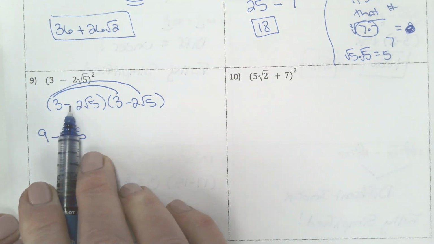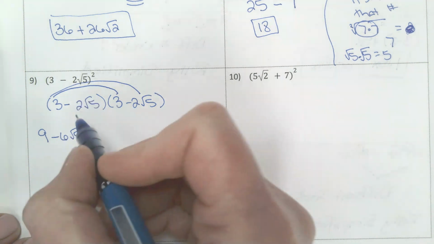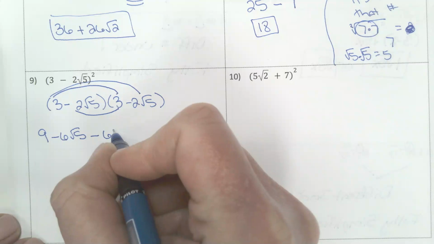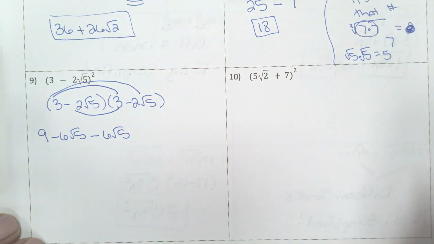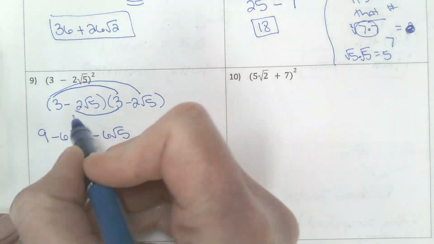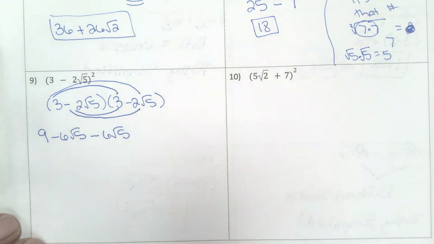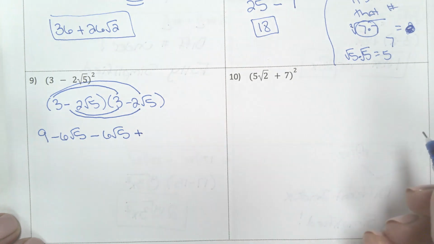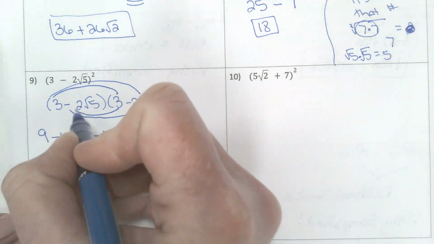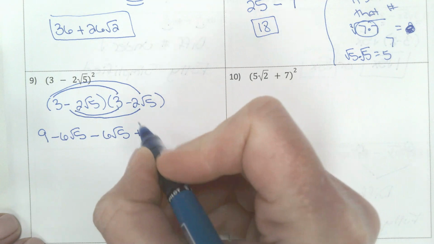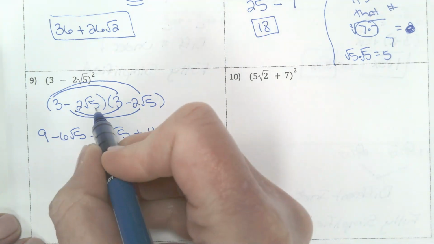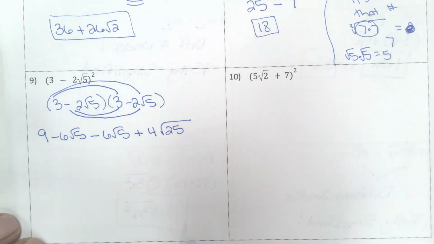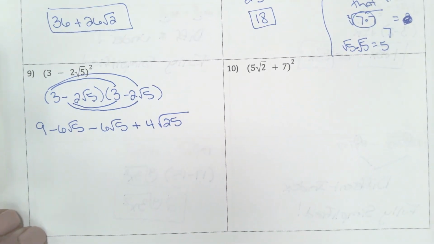Now I'm going to move on. I'm going to distribute negative 2 radical 5. Negative 2 radical 5 times 3 is negative 6 radical 5. And then when I take negative 2 radical 5 times negative 2 radical 5, the negative times negative goes positive. You multiply the numbers out in front. 2 times 2 is 4. And the numbers under the radical, radical 5 times radical 5 equals radical 25.